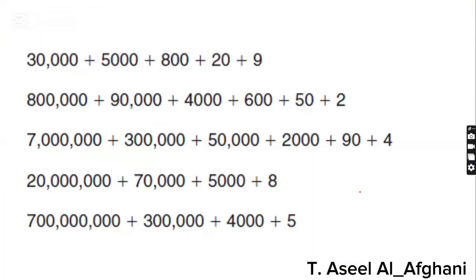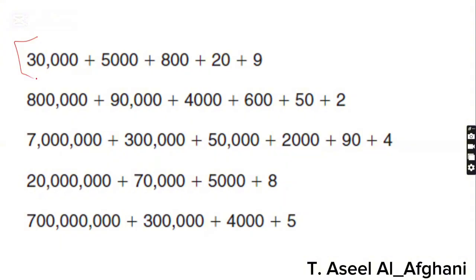Now we're gonna do the converse. What we will make, we will find the standard form for each expanded form. So we want to know what is the number for each expanded form as you see. For example, let's start with this one. 30,000 plus 5,000 plus 800 plus 20 plus 9.